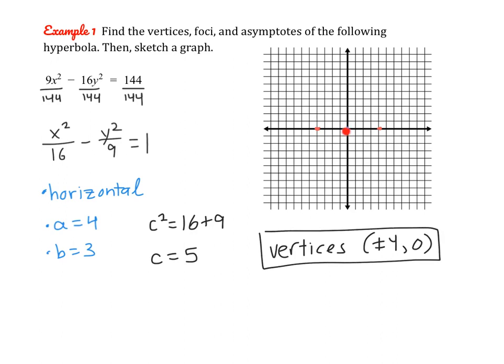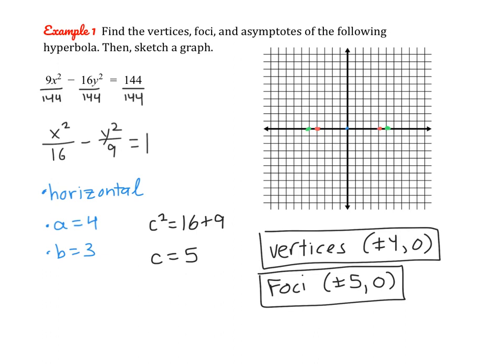Now the foci, remember, are always just beyond your two vertices, and they are 5 units from the center, in this case, whatever our c value is. So I start at the center and I go 5 units to the right, 5 units to the left, and that's where our foci are. So our foci are right there in green. And the coordinates of our foci would be plus or minus 5, 0.